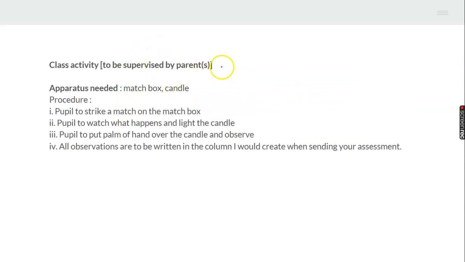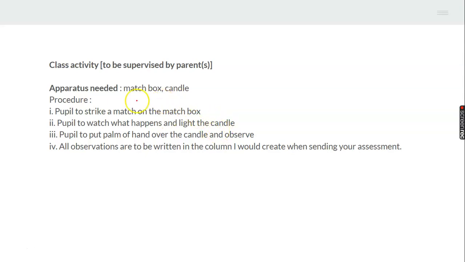So these are your class activities. You are to be supervised by your parents. Apparatus needed: you need a matchbox and a candle, and the pupil should strike a match on the matchbox. That's the first thing. The second one is that you as a pupil should watch what happens. As soon as you strike the match, just watch what happens in between, and then you light the candle.